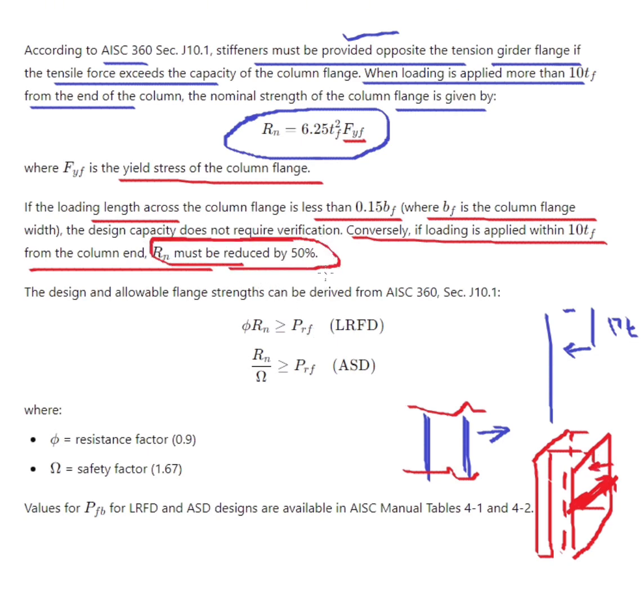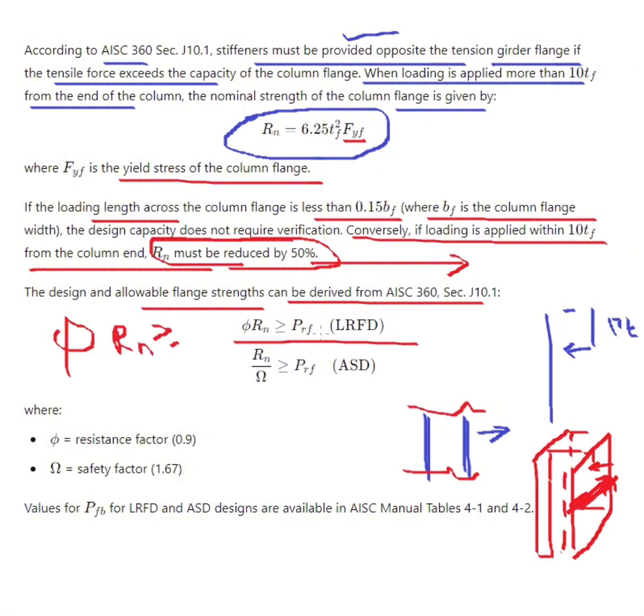Rn must be reduced by 50%, not 1 or 2%. It's 50%. Half is coming down. The design and allowable flange strength can be derived from AISC. So for LRFD, it's phi factor times Rn, that should be greater than or equal to PRF, and for ASD, it will be Rn divided by the safety factor. Phi is the resistance factor, omega is the safety factor. So values of phi and omega for LRFD and ASD designs are available in the AISC manuals.